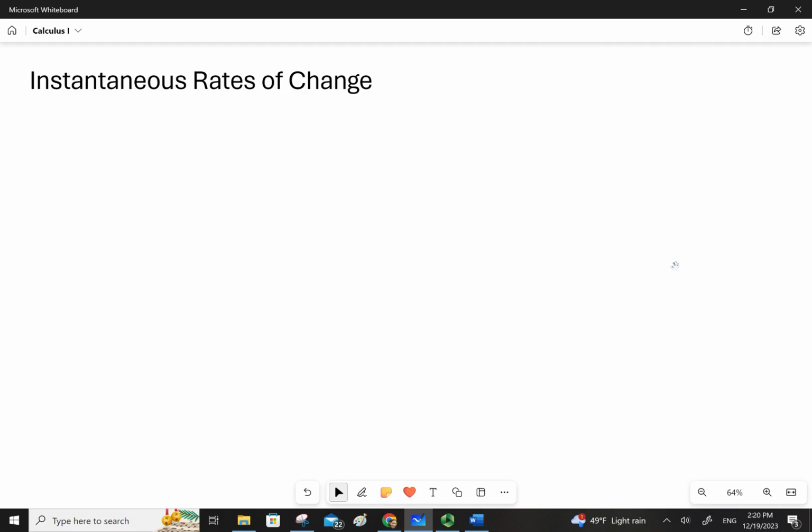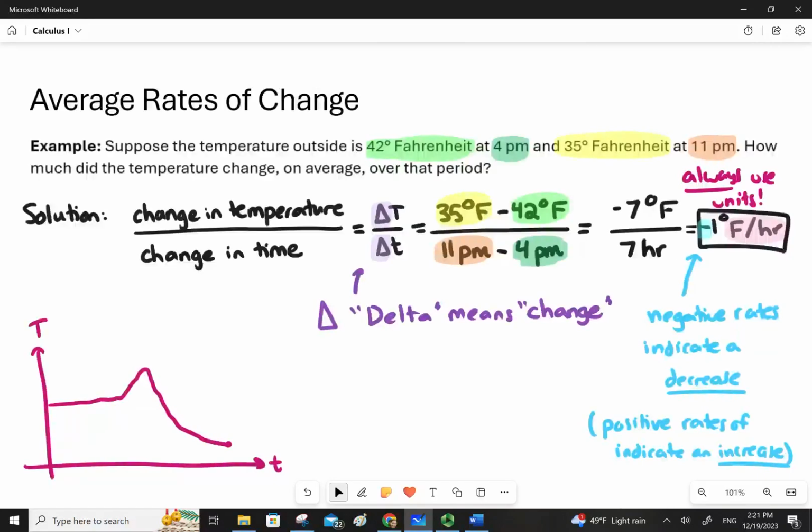Spoiler alert, we are working our way up to being able to calculate instantaneous rates of change. In some of these examples, I've pointed out the fact that the rate of change is not constant, and that in fact, the average rate of change doesn't necessarily reflect everything that happened over that period. Think of our temperature example. We found that the average rate of change in temperature with respect to time was -1 degrees Fahrenheit per hour, but that doesn't mean the temperature was constantly dropping.